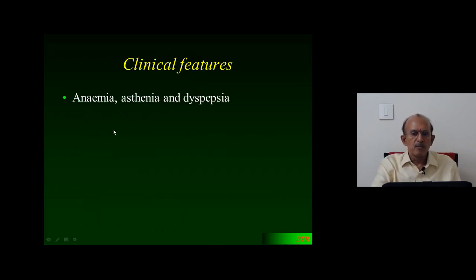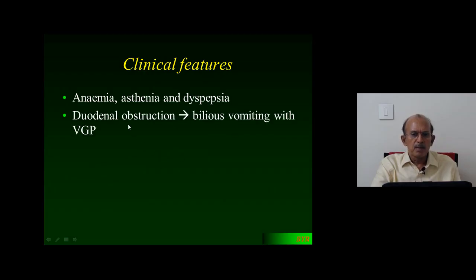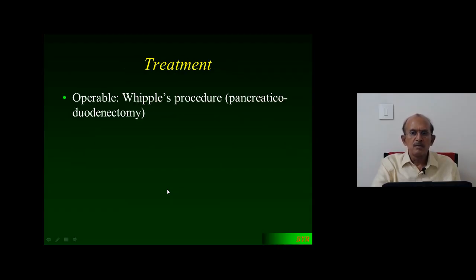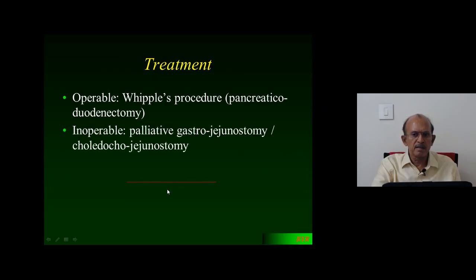Clinical features: there will be anemia, asthenia, and dyspepsia. They produce obstruction of the duodenum, causing bilious vomiting with visible gastric peristalsis. Then we have obstructive jaundice, as the growth invades the ampulla. Treatment: in operable cases, you do Whipple's procedure, just like for pancreatic head cancers. In inoperable cases, palliative gastrojejunostomy or choledochojejunostomy if the patient develops intractable obstructive jaundice.